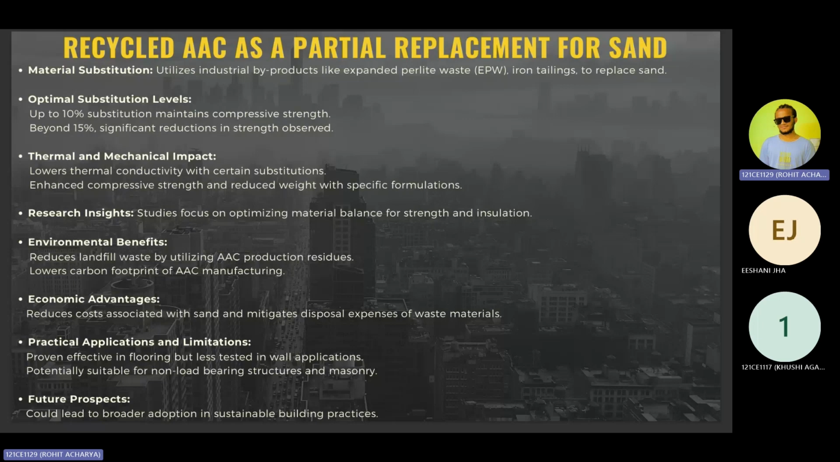Now I would like to hand this stage to Kusi. Now she will be explaining utilization of solid waste in AAC production. Thank you, Rohit.